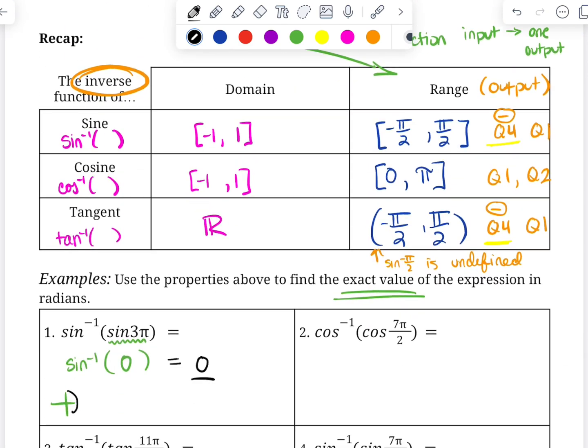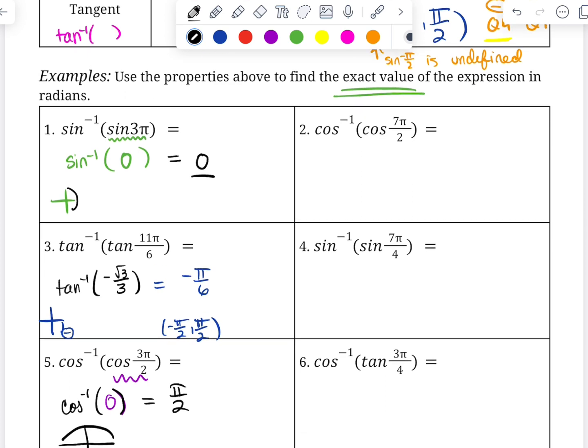All right? I want you to take a moment and try 2, 4, and 6, and then I'll show you the answers to those. All right, so taking a look at number 2, cosine inverse of cosine of 7 pi over 2. Well, that's going to be 0, and then my cosine inverse means I can only look between 0 and pi. So the only angle there that has a cosine of 0 is pi over 2.